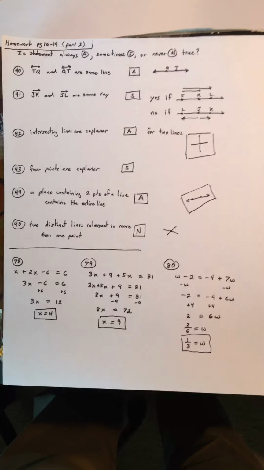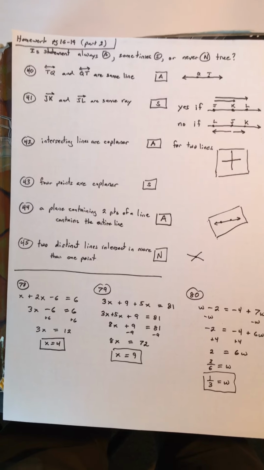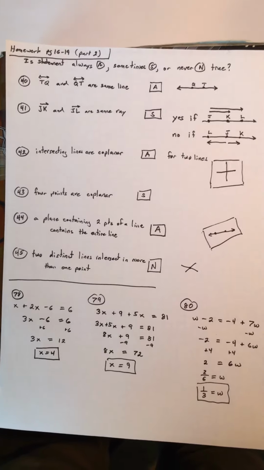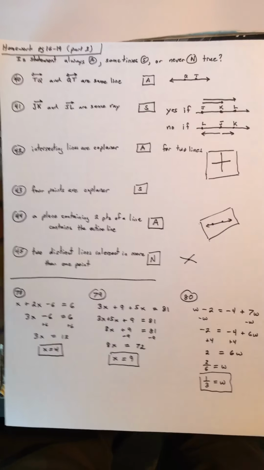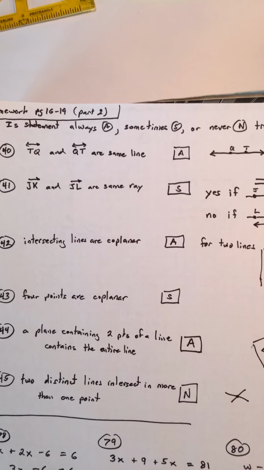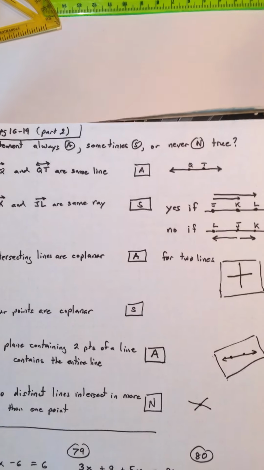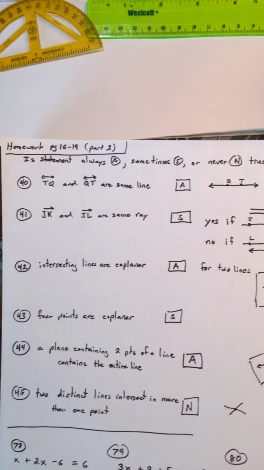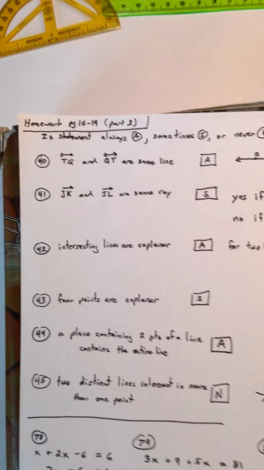Okay, so this is a continuation for basic geometry. We're going through the homework set from page 16 through 19. This will be part 2, where we go through the remainder problems. So the first part, we're asked, is the statement always (A), sometimes (S), or never (N) true? And given 6 statements here, so let's go through them.